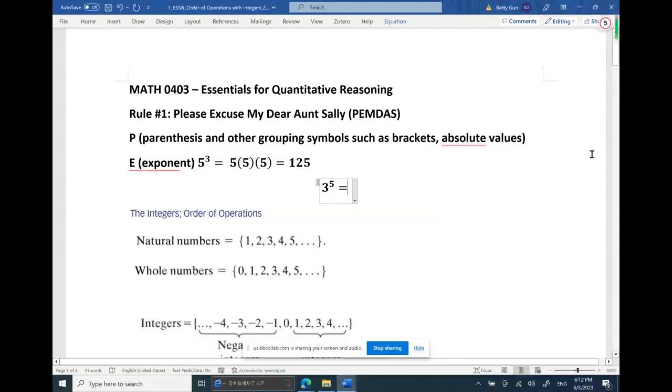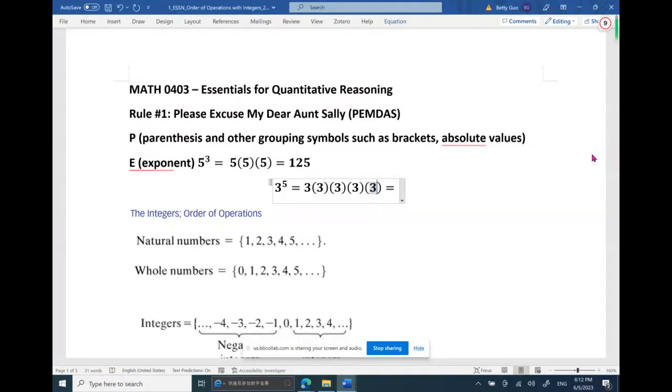So 3 to the power of 5, this exponentiation is also a repeated multiplication. In a repeated multiplication, we use 3 as the factor repeatedly. How many times? 1, 2, 3, 4, 5. 5 times. In this course, calculator is allowed. Actually, it is encouraged.